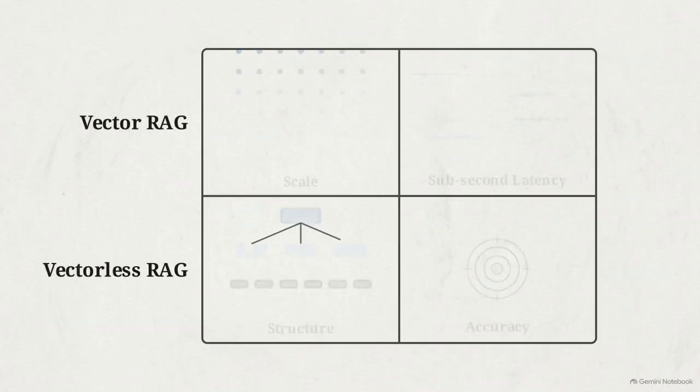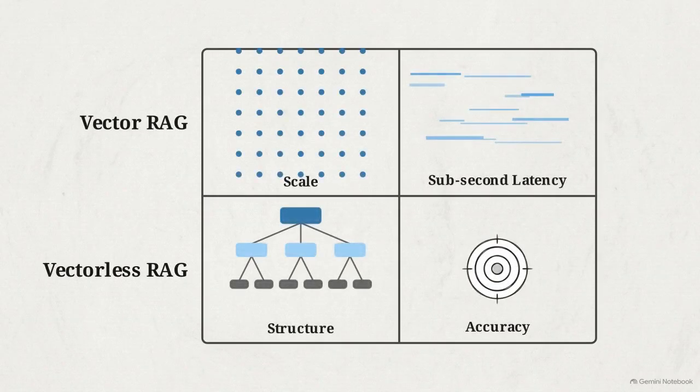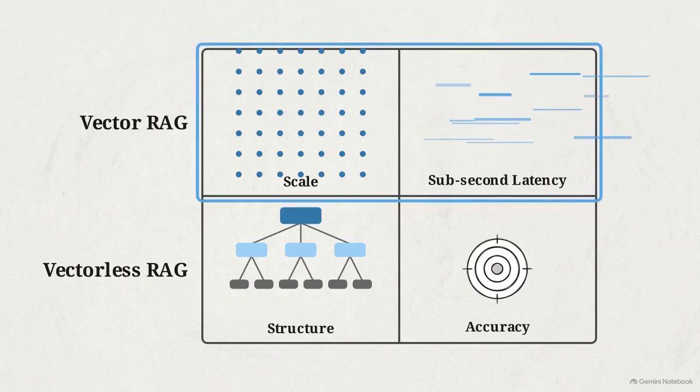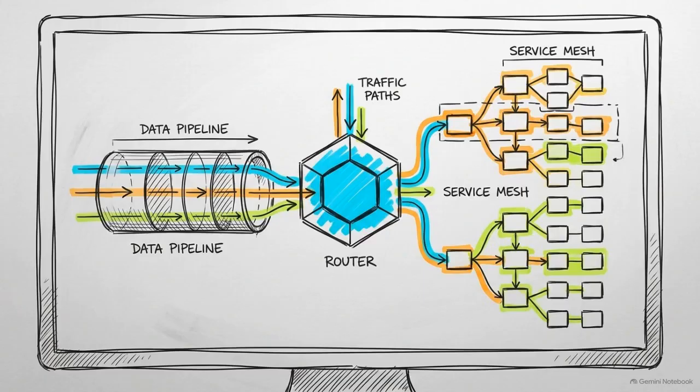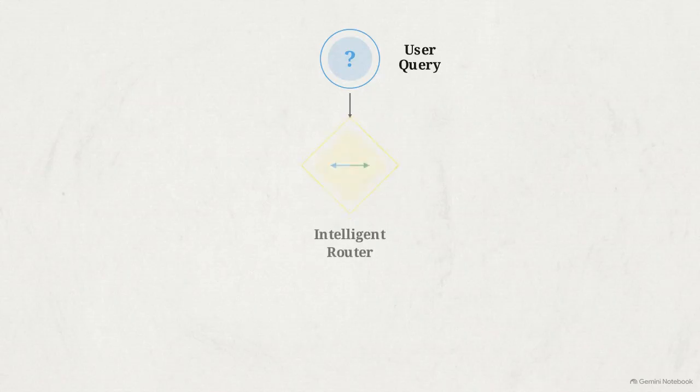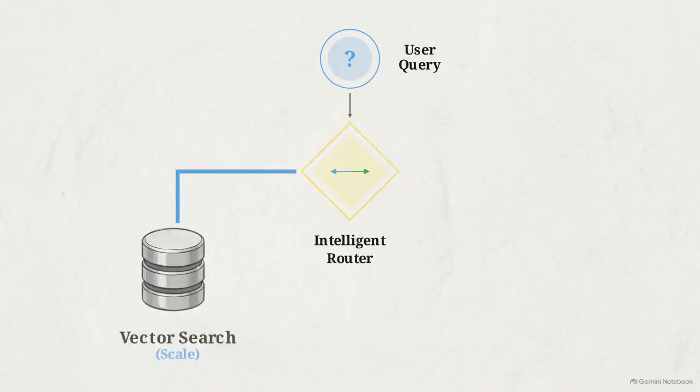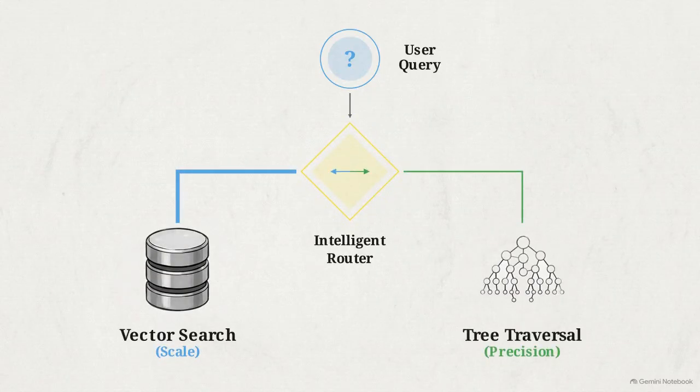This chart shows a decision matrix for choosing your system architecture based on your dataset characteristics. Deploy traditional vector RAG for high-scale heterogeneous datasets, where sub-second latency is critical. Deploy agentic vectorless RAG for complex structured documents, where structural reasoning and accuracy are paramount. Ultimately, the most robust enterprise architectures will be hybrid. They will deploy intelligent routing to leverage vector search for scale and tree traversal for precision.